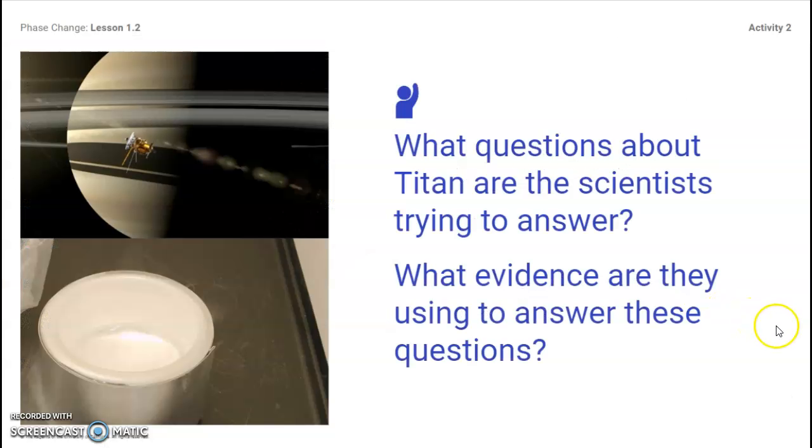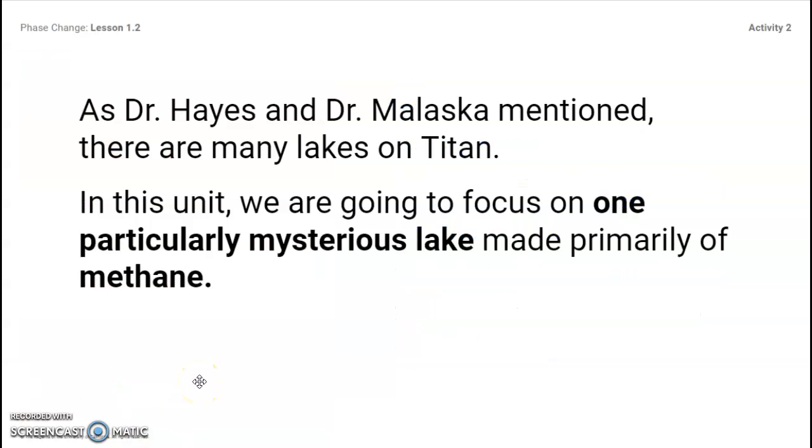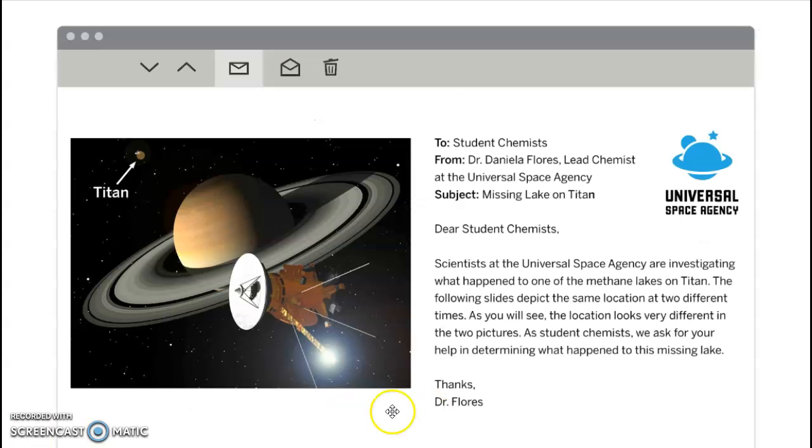Okay, so what questions about Titan are the scientists trying to answer? What evidence are they using to answer these questions? Well, maybe you said something about the methane and how it changes phases on the surface. And Dr. Hayes is using the images taken by the satellite to determine what's happening to those disappearing lakes. So in this unit, we're going to focus on one particularly mysterious lake made primarily of methane. And we know this one's found on Titan, and it's going to be the subject of our research.